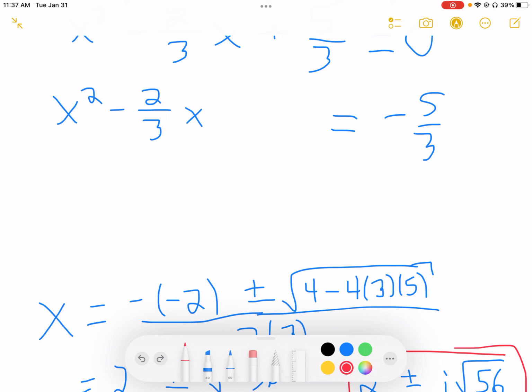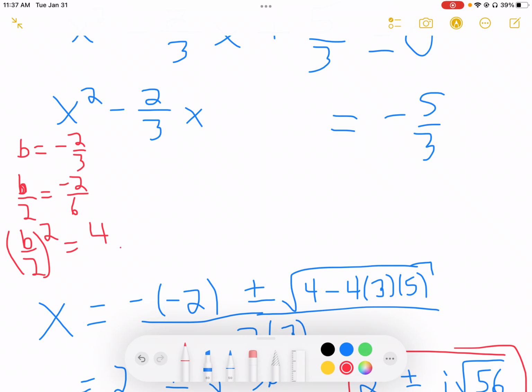We said if we're completing the square, we say, hey, what is b? And hey, b is minus 2/3 right here, right? Then we say, hey, what is b over 2? We say, oh, well, b over 2 is minus 2 over 6, right? And then we say, what is b over 2 squared? And we say, oh, well, that's 4 over 36, right?